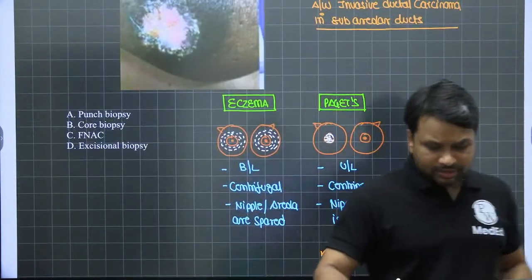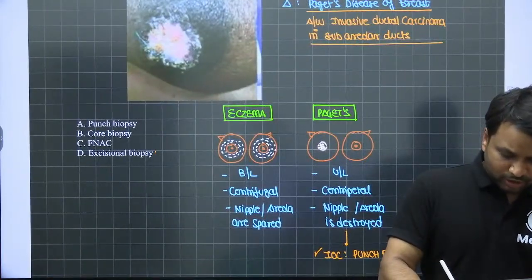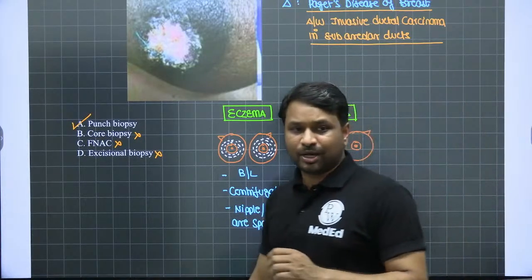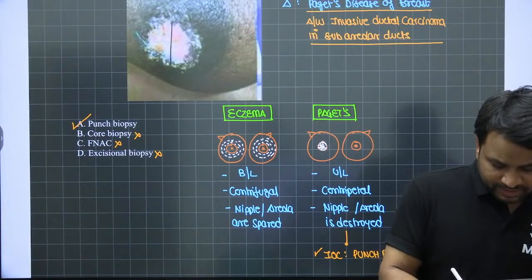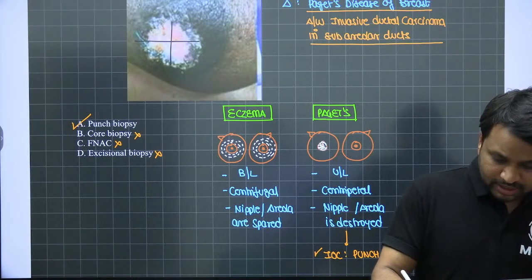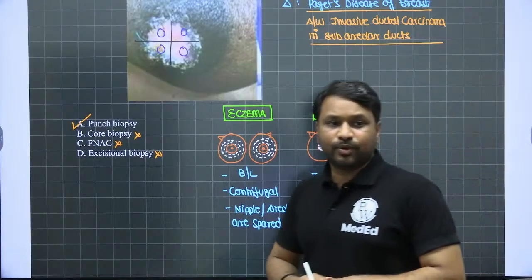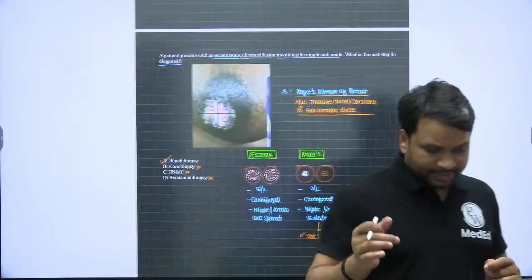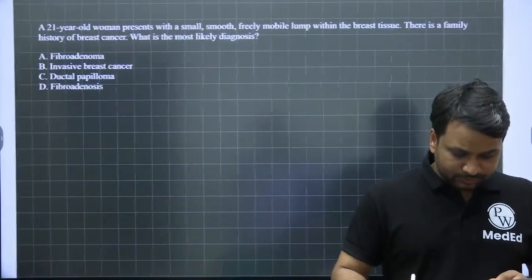So here the answer, as we have diagnosed, is Paget's, and they're asking what is the investigation. Not an excisional biopsy, not an FNAC, not a core biopsy. This is going to be punch biopsy. That means you are going to take the biopsy from multiple quadrants. I will divide this entire lesion into 4 quadrants and take multiple samples from each quadrant, and this is what we call the punch biopsy, right? Multiple sites for biopsies are taken. Right. Moving on to the next question.